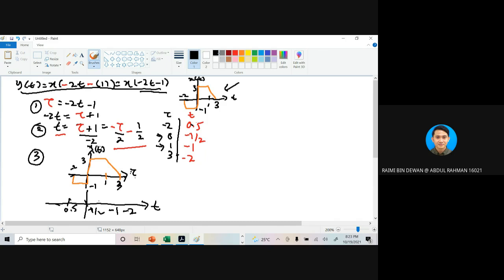So okay, now we want to solve our new graph in time.